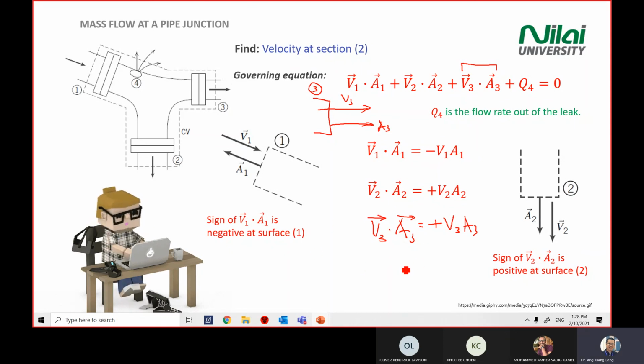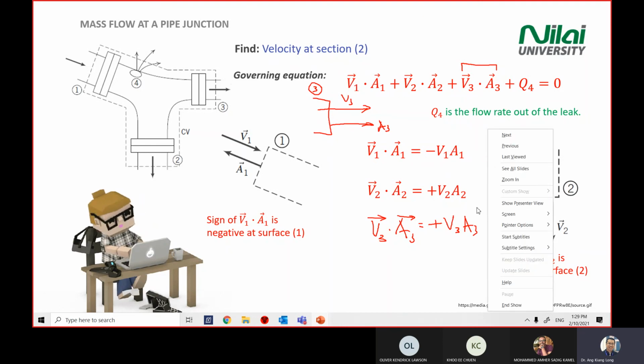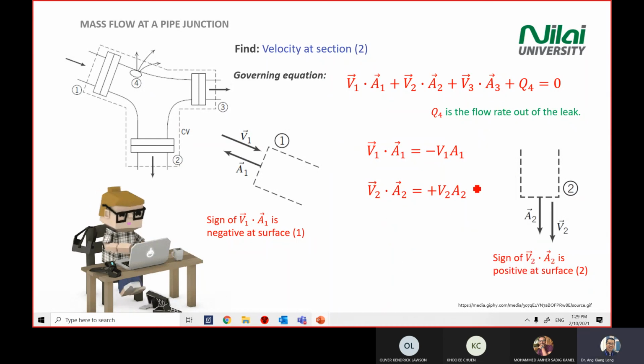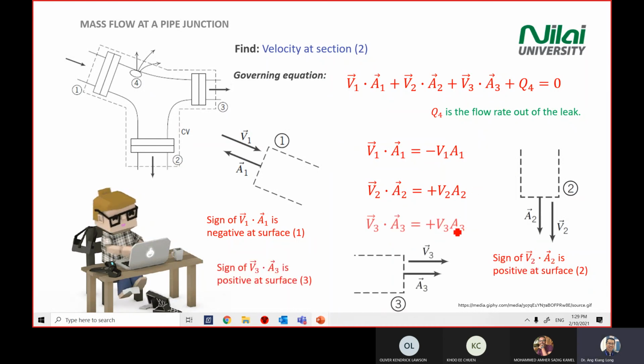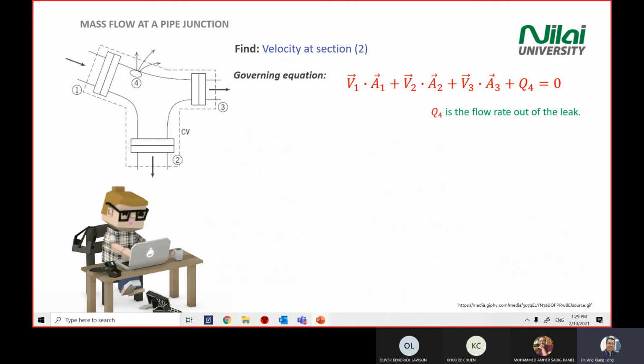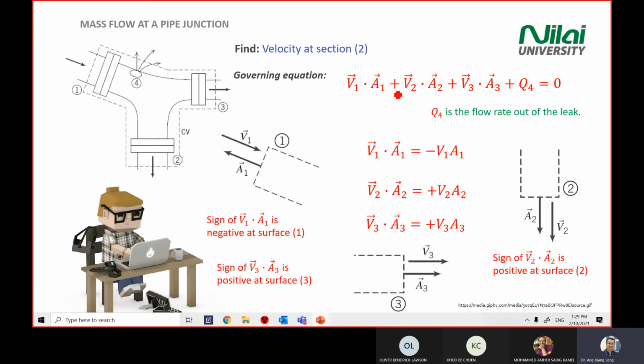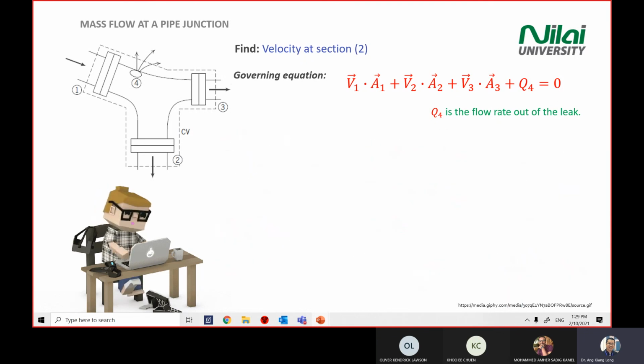So this is how you convert from vector form into scalar form. This is the important concept when you deal with the momentum equation or continuity equation. It will be the same when you deal with momentum later on. Okay, we have cleared the third one. Then you combine everything into the equation. You put everything into the governing equation on the top of the screen here. The rest is substitution.